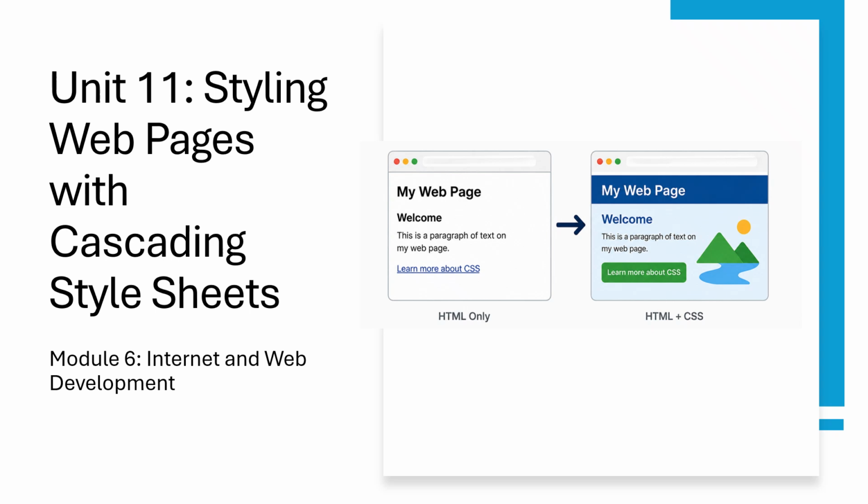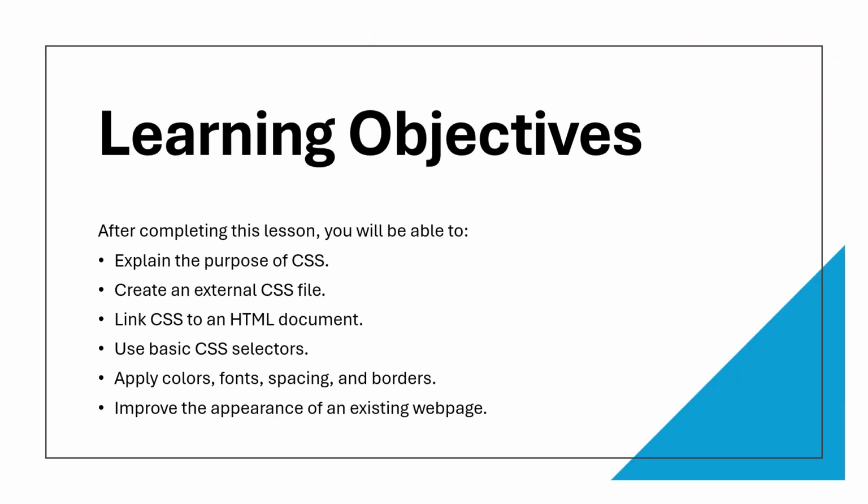In this lesson, we'll learn how CSS allows us to control the appearance of those pages without changing the HTML itself. By the end of this lesson, you should be able to explain what CSS is and why it's needed. You'll create an external style sheet, link it to an HTML document, use several basic CSS selectors, and apply some common formatting to it, such as colors and fonts and spacings and borders. Finally, you'll use the CSS to improve the appearance of an existing web page.